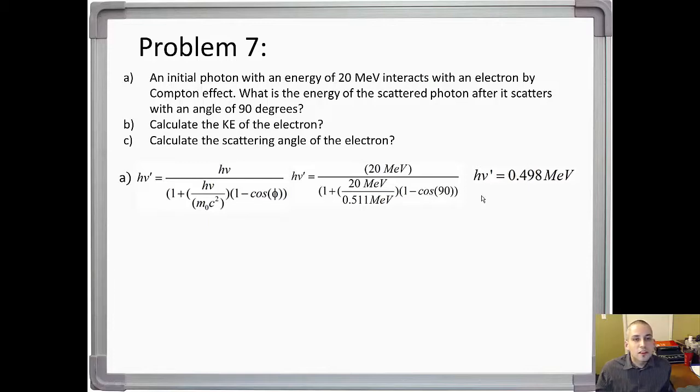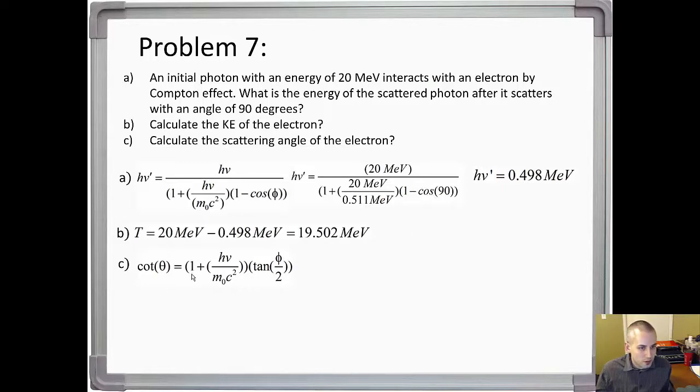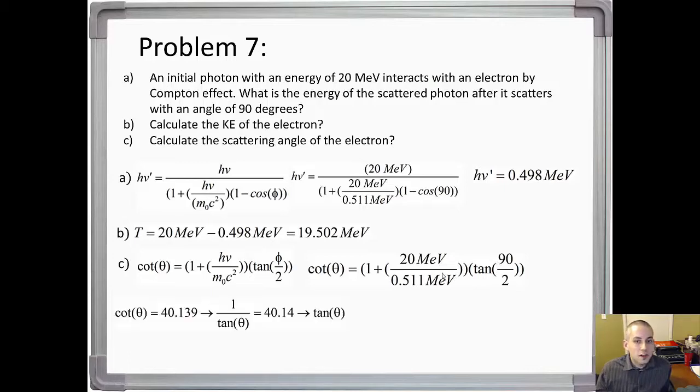Part B, calculate the kinetic energy of the electron. So it's just your initial photon energy minus your scattered photon energy. In part C, calculate the scattering angle of the electron. So we have that formula. We can sub in our values. So we're calculating theta in this case. 90 over 2, that's tricky to memorize. Obviously watch the brackets. So we work it out and we get 40.139. Cotangent theta is equal to 40.139.